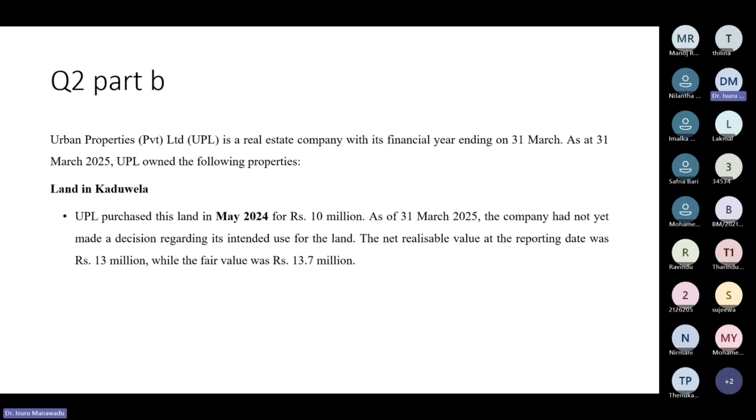The net realizable value at the reporting date was 13 million. That means they have not decided whether it is for reselling purposes or not. So then what is the purpose? Capital appreciation. Therefore, this is an IP. The net realizable value is given as this is a real estate company. For a real estate company, lands are inventories. So that's why the net realizable value is given.